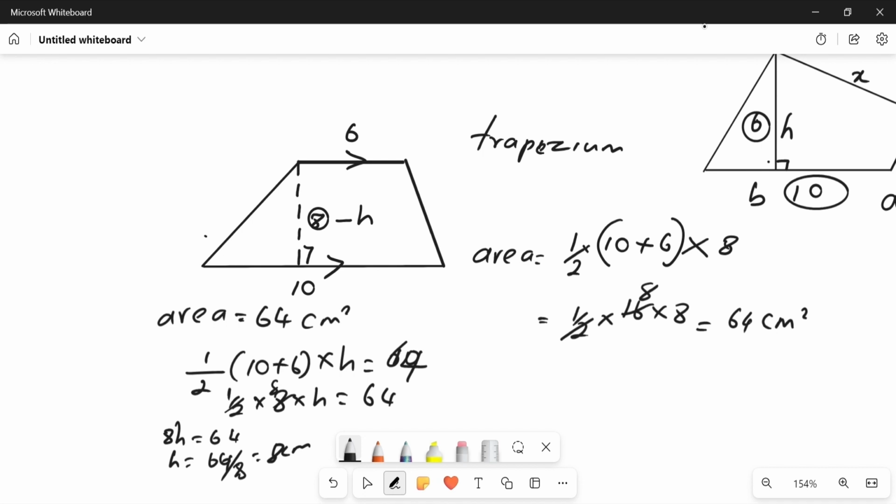If the height and the lengths are given, so this is how we are finding the area of shapes.